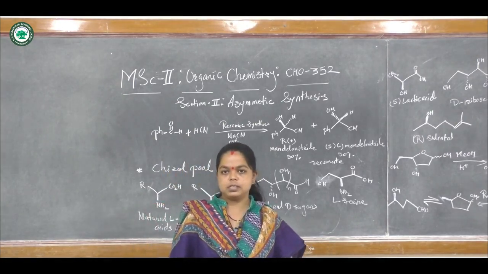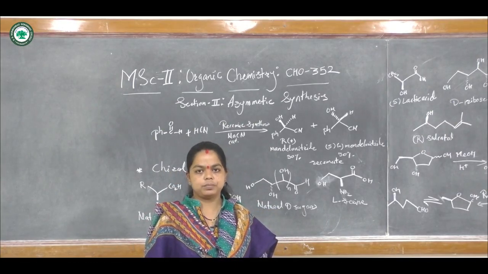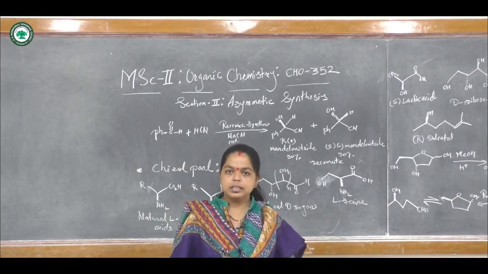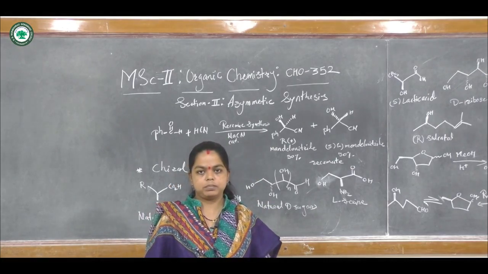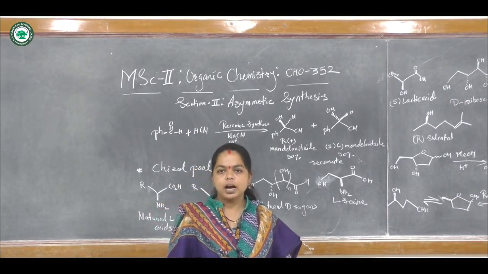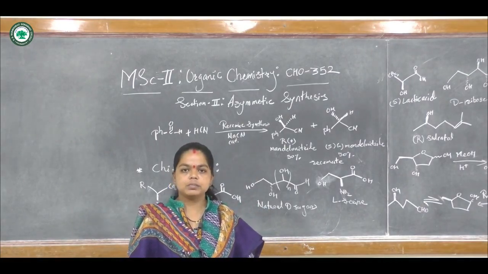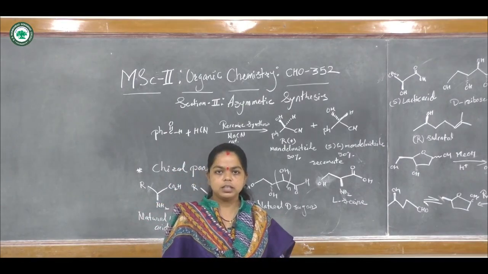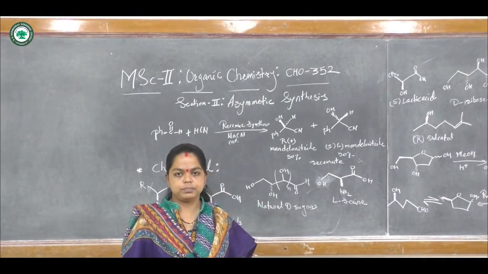For this we have to introduce chirality in the reaction. After introducing the chirality in the reaction, the reagent reacts at only one face of the substrate. It should not react with the other face, so that the reaction shows enantioselectivity, and we get only a single enantiomer.